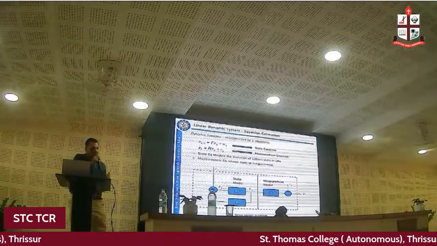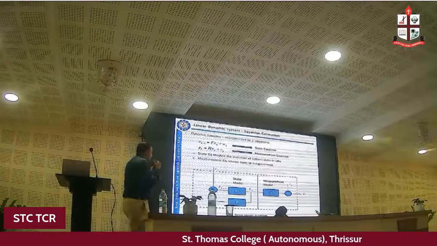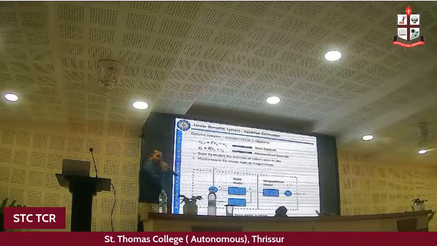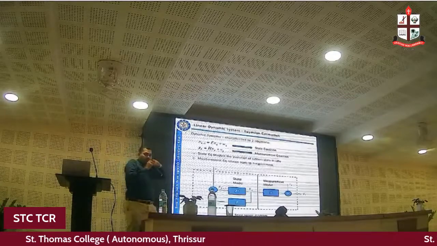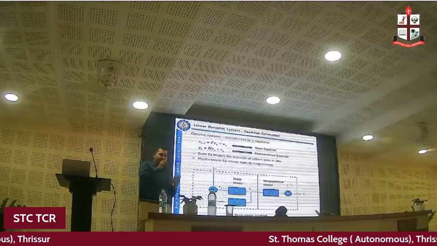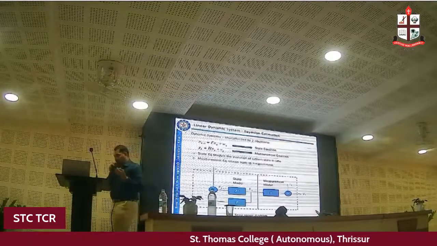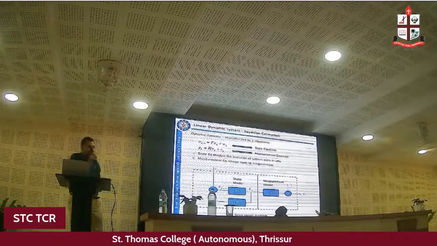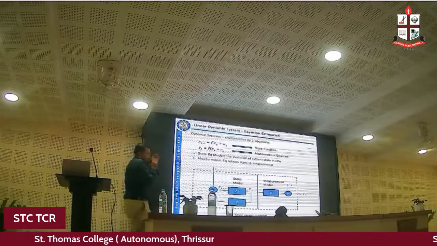So we saw an example of classical estimation, right? Now what we are going to see is something called Bayesian estimation. Again, coming back to our dynamic system, we saw what a dynamic system is. We understood what bearing only tracking is. Then we saw how to model bearing only tracking in terms of a dynamic system.